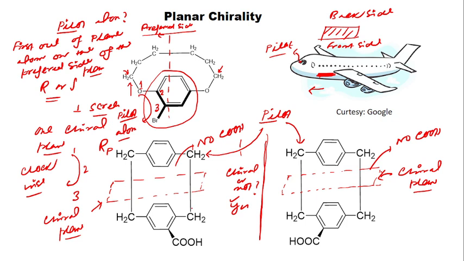If this is the pilot atom, it is 1. This is 1 by default, connected to 2. This is 2 and 3 on this side. So look, 1, 2, 3 here, and 1, 2, 3 here. So it is clockwise. So this is called RP, and this is counterclockwise.